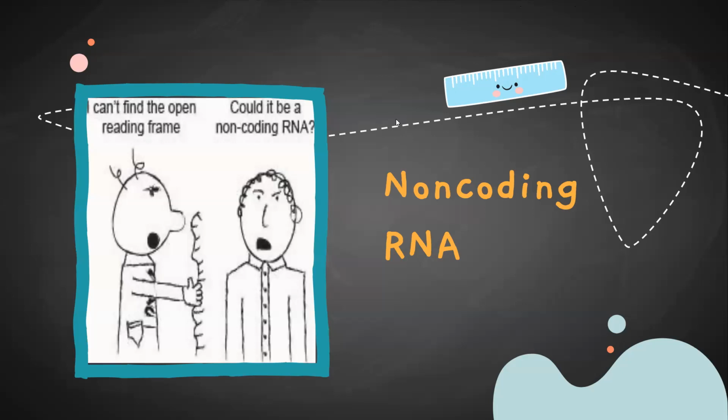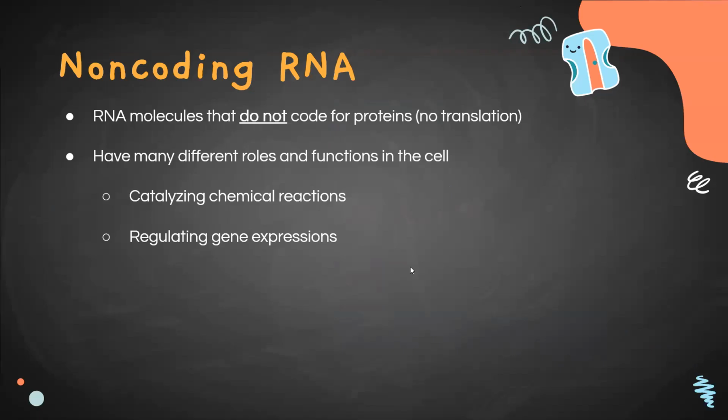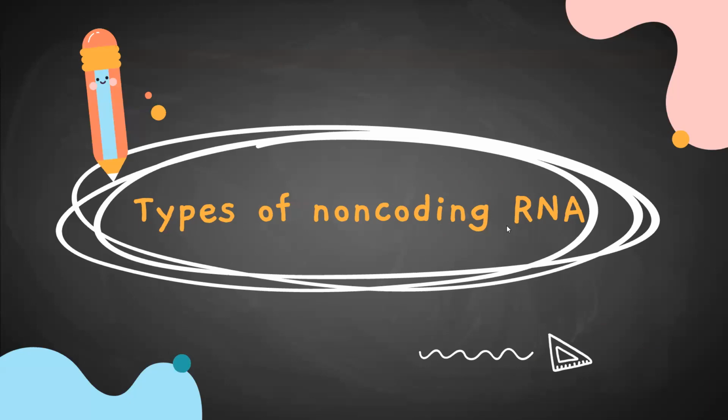Right. Okay. So what is non-coding RNA? Pretty self-explanatory. It's just RNA molecules that do not code for proteins. They have a lot of different roles in the cell, and some of them are catalyzing chemical reactions and regulating gene expression. So, some types of non-coding RNA.